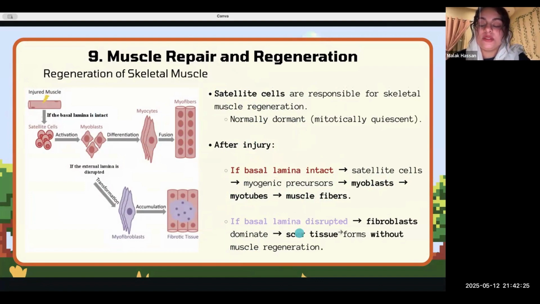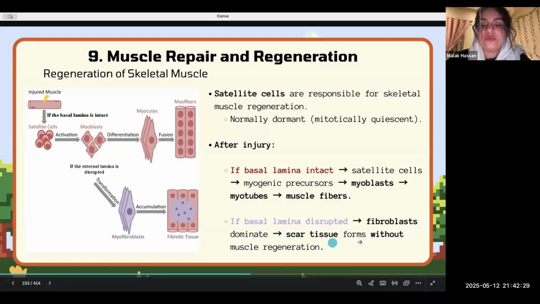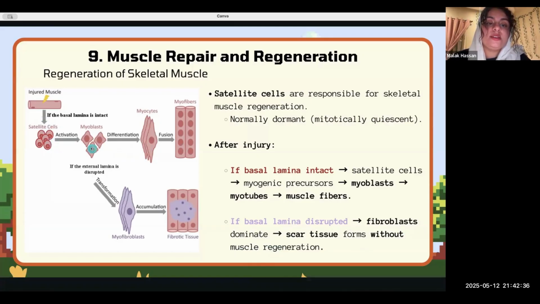However, if the basal lamina is disrupted, then the fibroblasts are going to dominate, and there's going to be scar tissue forming without muscle regeneration. So this is what we have. If they're intact, the satellite cells are going to form myoblasts, and myoblasts are going to differentiate and fuse into myofibers. However, if the external lamina is disrupted, then you have the myofibroblasts and they're going to form fibrotic tissue.